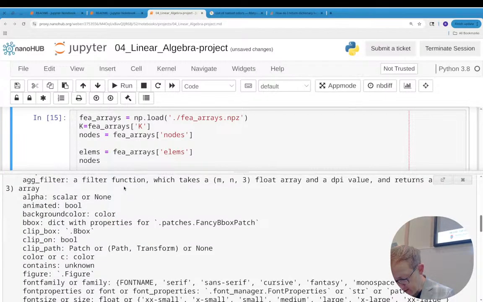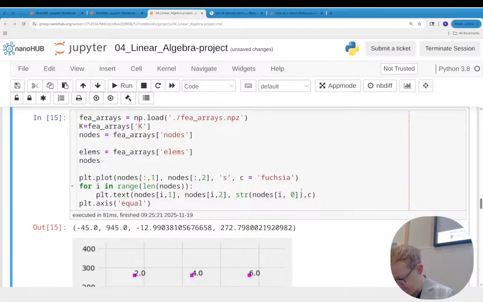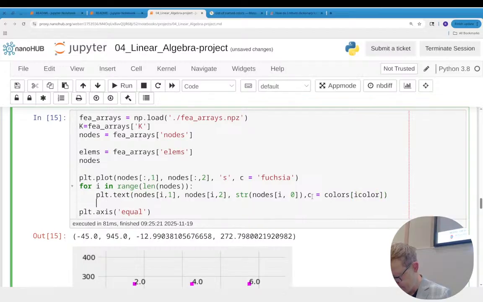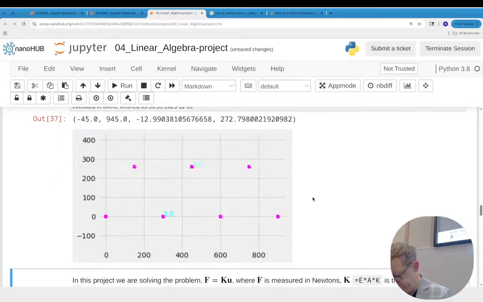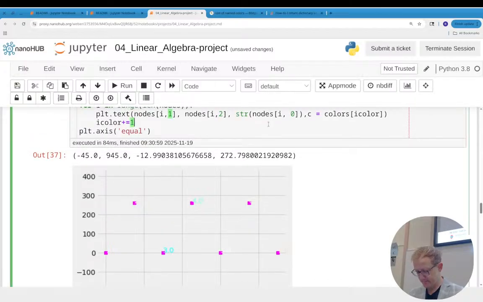Trying to see if I can change the color. Yeah, I should be able to. It's hard to read, but I did change the color of all the text, and it'll keep changing the colors every time I run it because I just keep adding one to the color index.